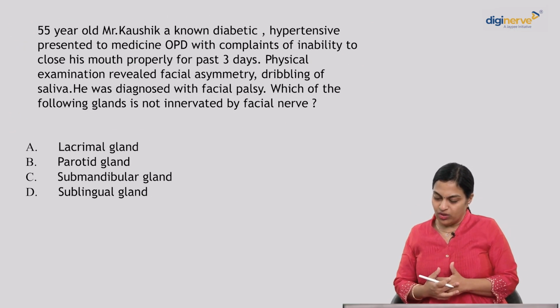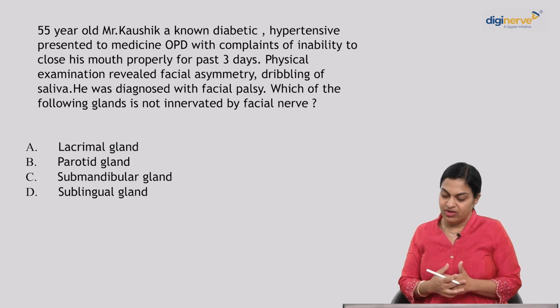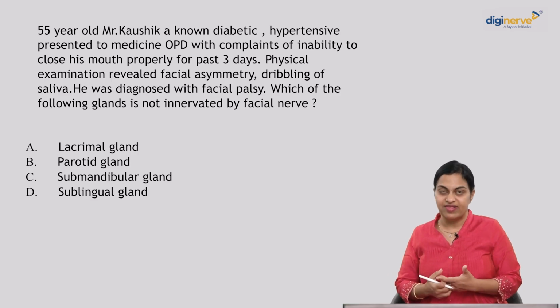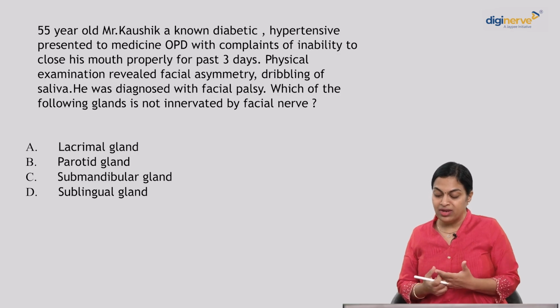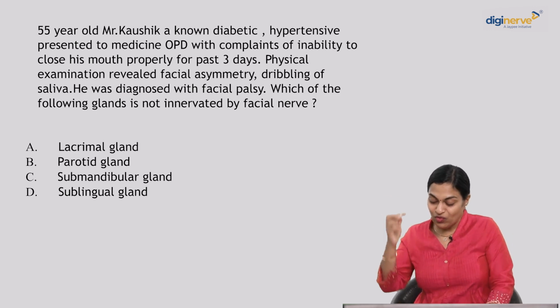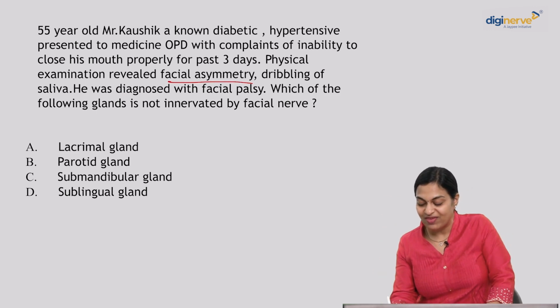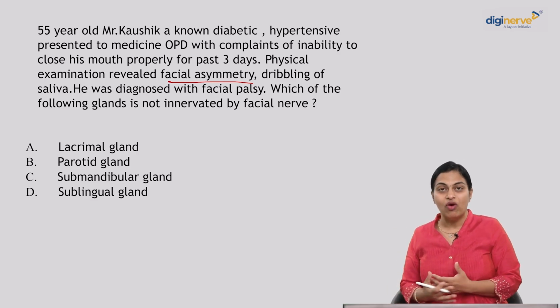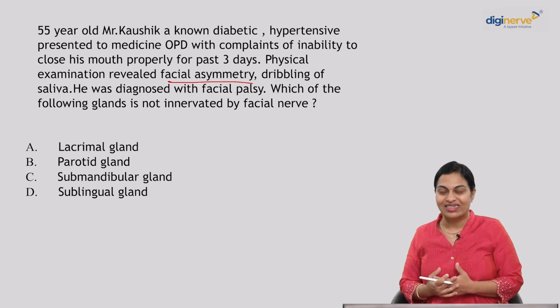55-year-old Mr. Kaushik, a known diabetic hypertensive, presented to medicine OPD with complaints of inability to close his mouth properly for past 3 days. Physical examination revealed facial asymmetry, dribbling of saliva, diagnosed with facial palsy. Which of the following glands is not innervated by facial nerve? So we know that the facial nerve innervates the facial muscles responsible for facial asymmetry. But they've asked which of the following glands is not innervated by facial nerve?